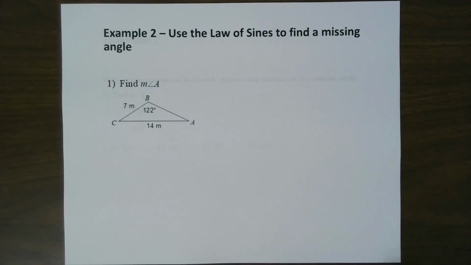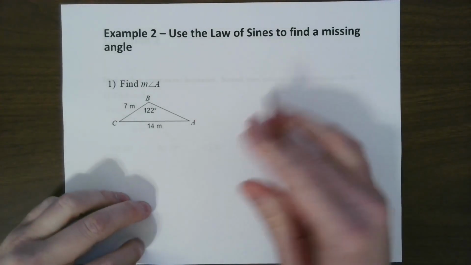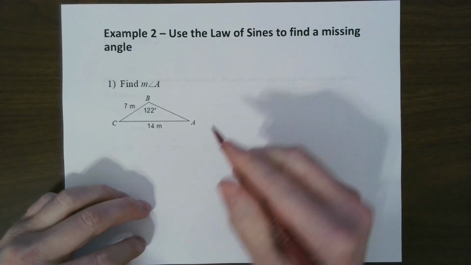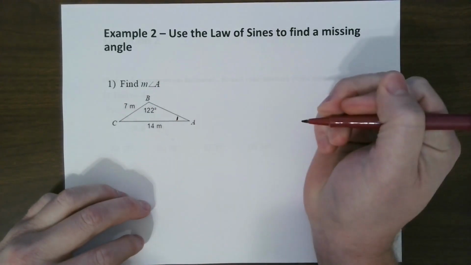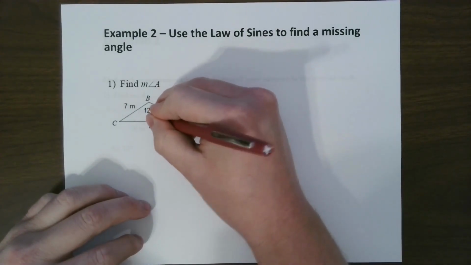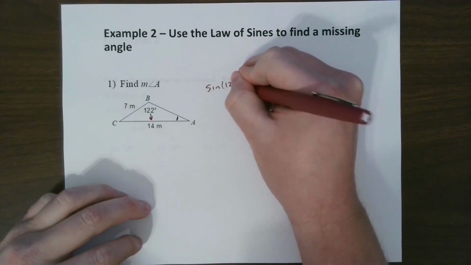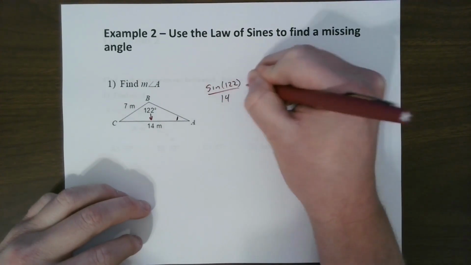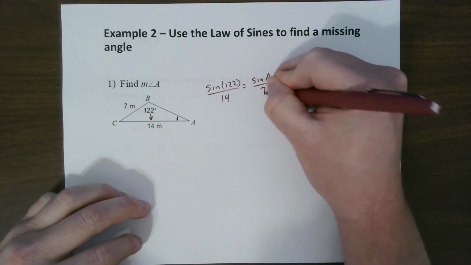Okay, so we're going to use the law of sines to find a missing angle this time. So we just found out how to find a side. Let's find an angle. So the angle we're trying to find is right here. We know that one goes with 7. And we have a known connection right here, known ratio. So sine of 122 over 14 equals sine of A over 7.